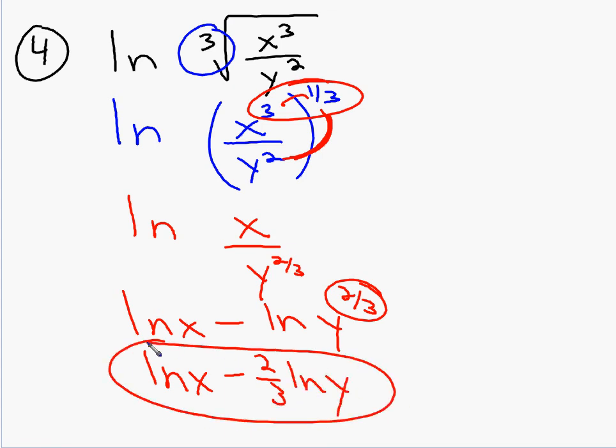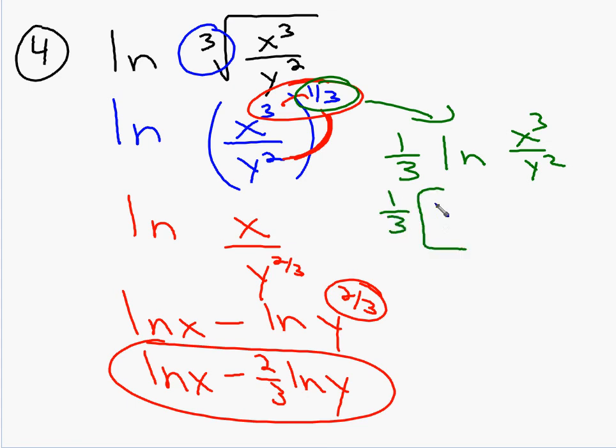Now notice I said that's one way you could have done it. If I would have brought the 1/3 out in front first, I would have had 1/3 times the natural log of x cubed over y squared, and then when I broke it up, I would have to multiply 1/3 by both of these, like that. The reason I'm showing you that is because there might be a case where that way is better. I can still get to the correct answer.